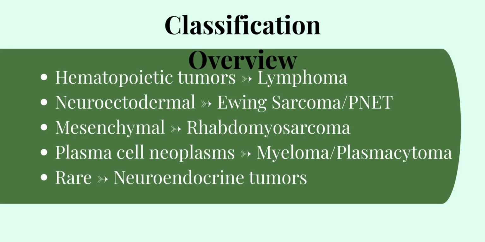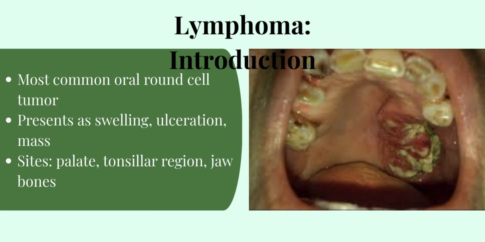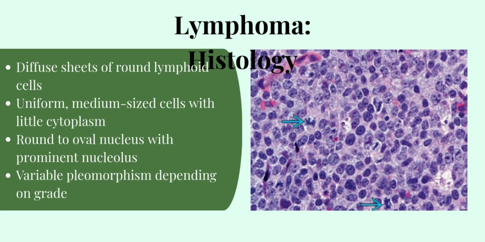Round cell tumors in the oral and maxillofacial region can be grouped based on their tissue of origin, which mainly includes lymphoma, Ewing sarcoma, rhabdomyosarcoma, multiple myeloma, and very rarely neuroendocrine tumors. So let's begin with the most common round cell tumor in the oral cavity, which is lymphoma. Non-Hodgkin's lymphoma frequently involve the oral cavity, including mandible and palate, oropharynx, where it can present as a swelling, ulceration, or any proliferative mass.